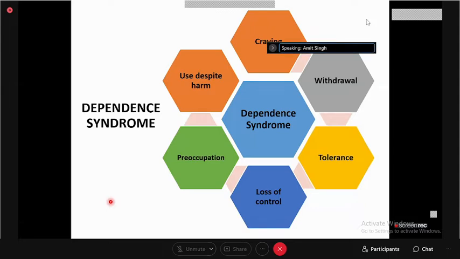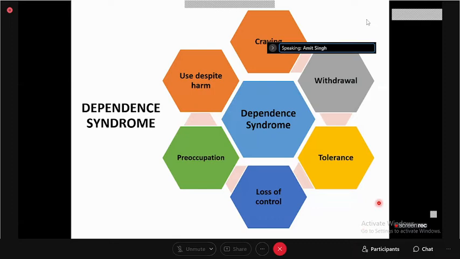So on history, when we inquire, the person would report that I experience craving when I have not taken cannabis. Often they report it in Hindi, they may say that talab uthti hai. So this is craving. Also, when they stop taking cannabis, they experience certain withdrawal features of cannabis withdrawal, including insomnia, reduced appetite, lethargy, and others. We will be talking about the other features of withdrawal in subsequent slides.